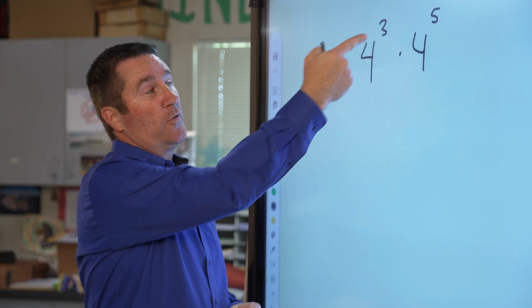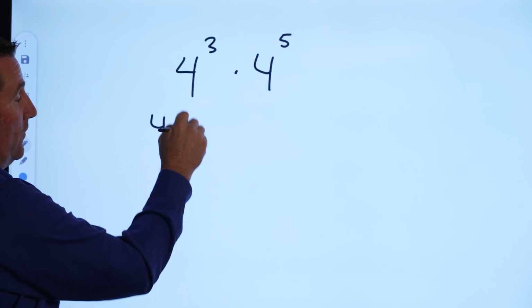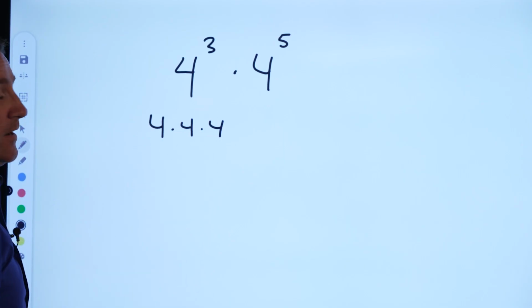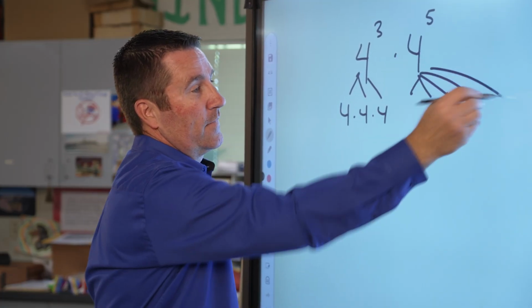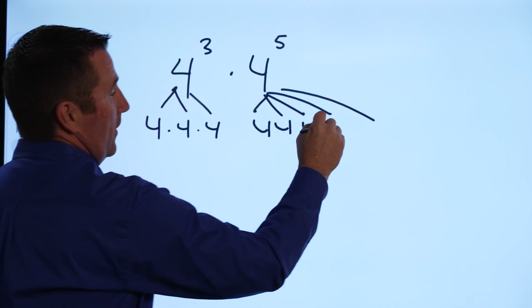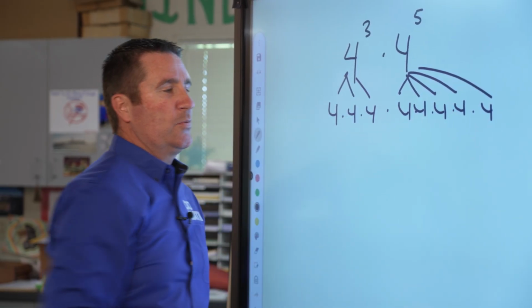Here's how it works. 4 to the third, most of you know that means you're gonna have 3 4s. So this is 4 times 4 times 4. There's 3 of them there. In fact, you can make a little branch here if you want to. And guess how many there are here? So we have 4 and 4 and 4 and 4 and 4, 5 of those. And then in the middle, of course, we're multiplying those together.